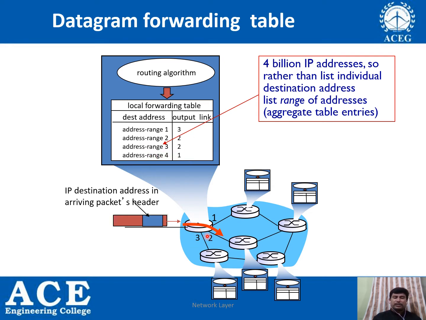For instance, here the router is made up of 3 output links. So the first address range will be using output link 3. For the second and third address ranges, it is going to use output link 2, and for address range 4, it will be using output link 1. In this way, whenever a datagram is received by a router, it looks at the datagram's header so that it can find the IP address, and using the forwarding table, it will identify from which output link that particular datagram has to be forwarded. This is called the datagram forwarding table.